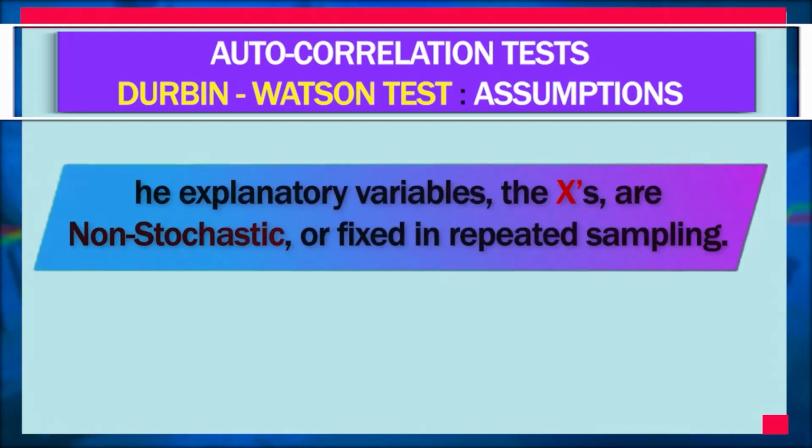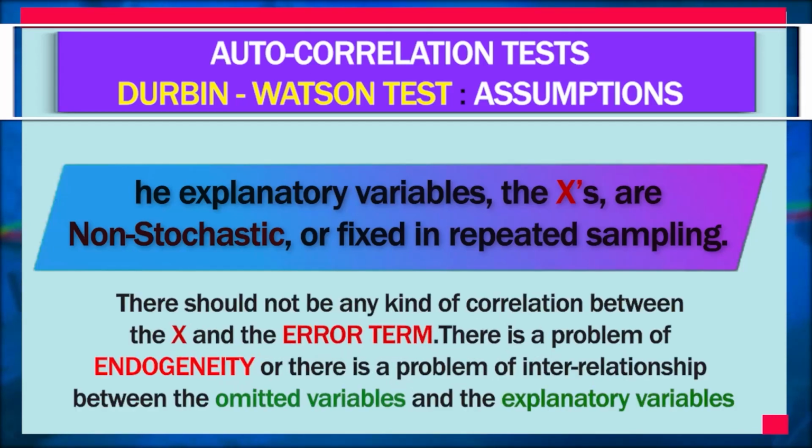Secondly, we need to observe that the explanatory variables are non-stochastic, which means there should not be any correlation between X and the error term. That means there should be no problem of endogeneity or interrelationship between the omitted variables and the explanatory variables. All these things must be ruled out whenever the test is applied. So the Durbin-Watson test assumes that the independent variables are non-stochastic, and so in every repeated sampling they are obtained in fixed numbers or fixed counts. This is the second assumption.